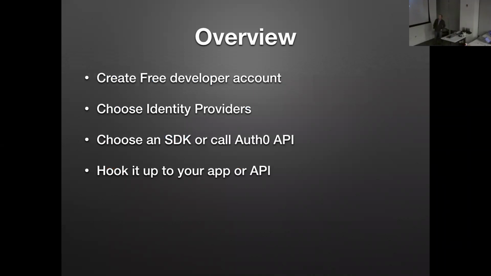All right, so for Auth0, there's a 4-step process here. Basically, you create a free developer account, and then you choose identity providers. I'll show those here in a moment, like integrating with Facebook or logging in with Google or LinkedIn or Twitter. Then you choose an SDK or the Auth0 API. I'll show you a list of their SDKs, whether it's Objective-C or Android or Swift or Node.js. And then you hook it up to your app or API.